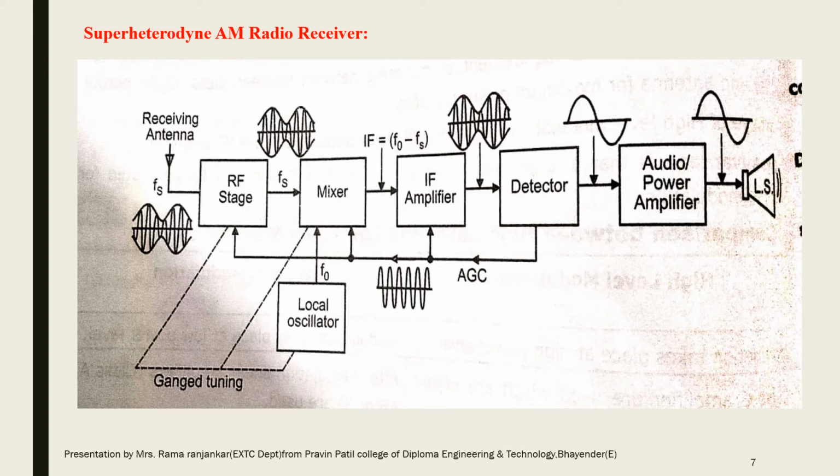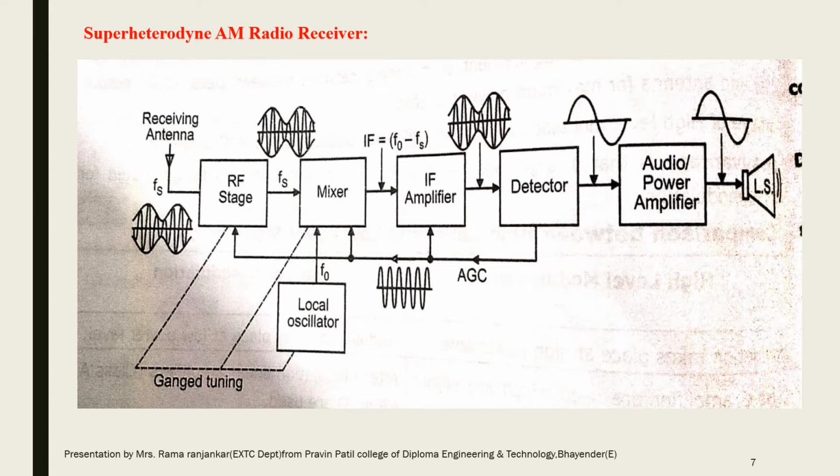Let's see a block diagram of the super heterodyne AM radio receiver. Now this is the receiver section. In the receiver section we are going to extract the low frequency signal from the high frequency signal. It means we need to come back towards the original signal.